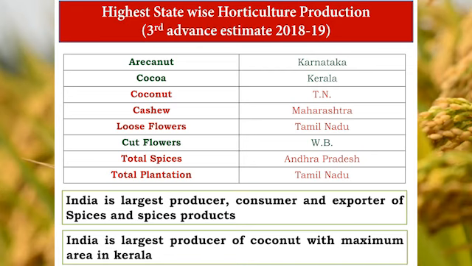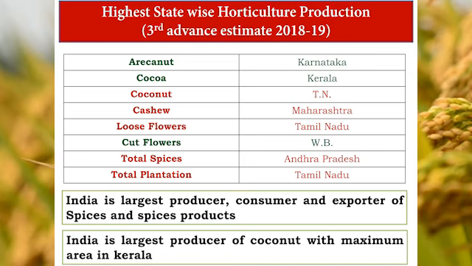Now, if you look at highest state-wise production of other horticultural crops like areca nut, cocoa, coconut, this is the slide from where you can note down. Especially for cut flowers, West Bengal is the leader. Loose flowers, Tamil Nadu is the leader. Coconut, Tamil Nadu is the leader. Total spices, Andhra Pradesh is in first rank. And total plantation crops, Tamil Nadu is first rank.